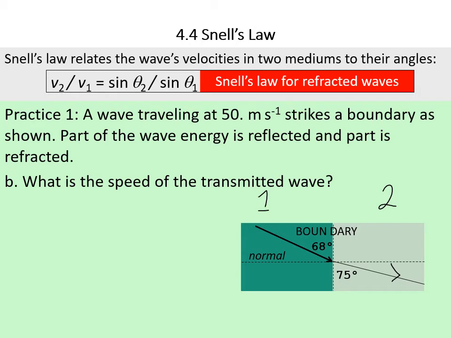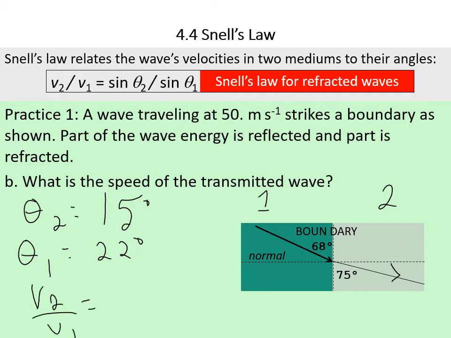refraction. This will be our theta sub 2, and that is 15 degrees because 90 minus 75 is 15 degrees. And we have theta sub 1, which equals 22 degrees. That's the angle of incidence. The angle of refraction is theta 2. We can find the speed of the wave by doing v2 over v1 equals sine theta 2 over sine theta 1. Set this up, solve for v2, and hopefully you'll get the right answer. Be sure that your calculator is in degree mode.